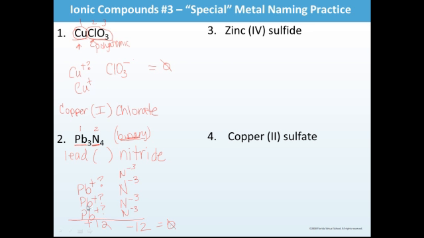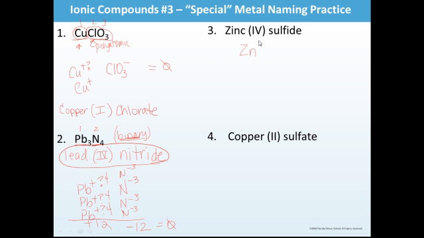So if it took 3 leads and they together have a total charge of 12, what is the charge of each lead? 12 divided by 3 is 4. Therefore, the charge of each lead is a positive 4. And our name is lead(IV) nitride.